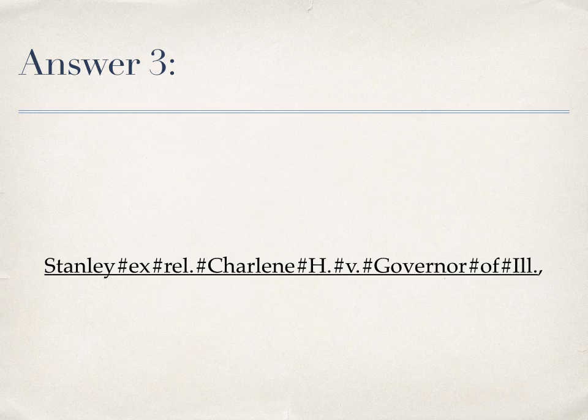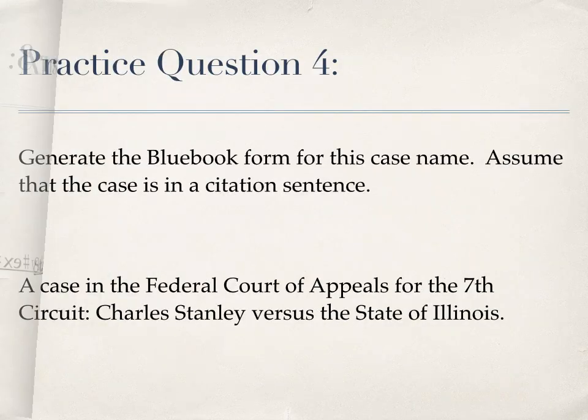On the other side of the versus, we have the governor of the state of Illinois. Under 10.2.1f, we get to eliminate of the state. Because this is a citation sentence and Illinois isn't the only word left on the one side of the parties, I need to abbreviate it according to T10, generating Ill. Let's try one last case. Let's see how you did.